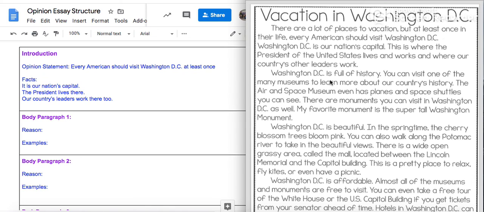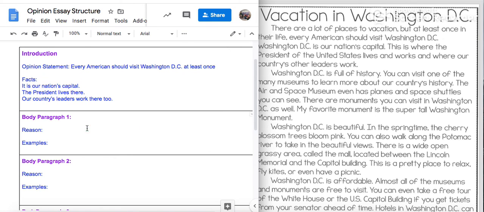Washington, D.C. is full of history. You can visit one of the many museums to learn more about our country's history. The Air and Space Museum even has planes and space shuttles you can see. There are monuments you can visit in Washington, D.C. as well. My favorite monument is the super tall Washington Monument.